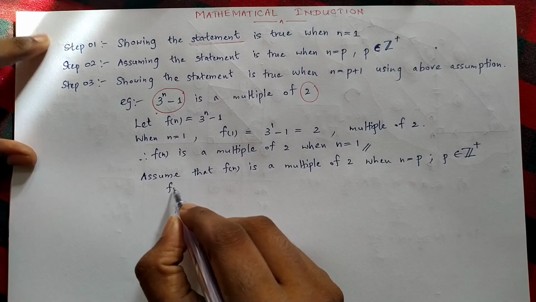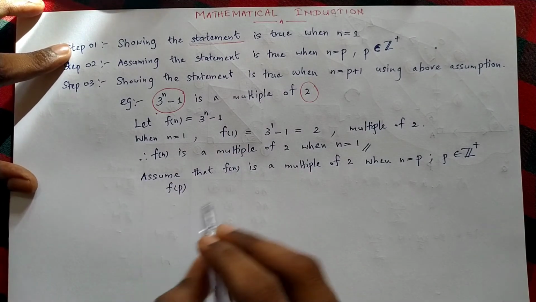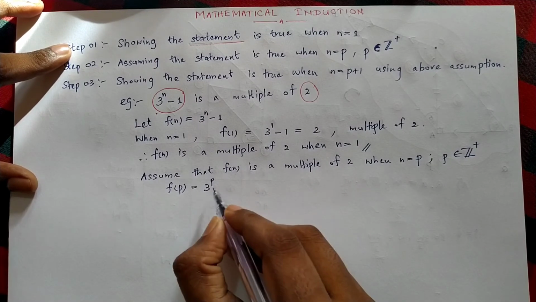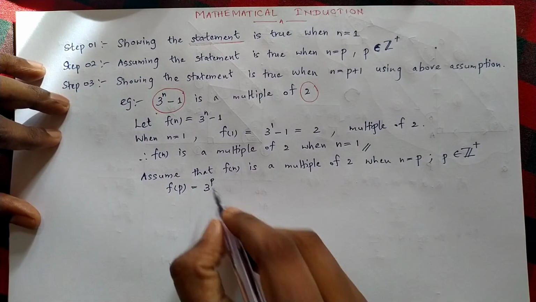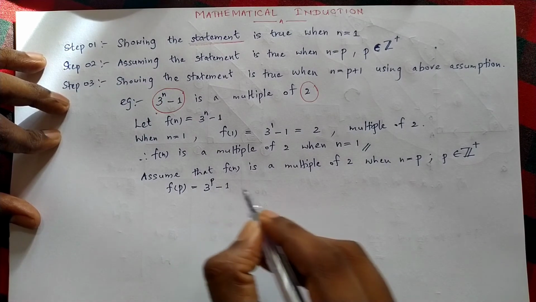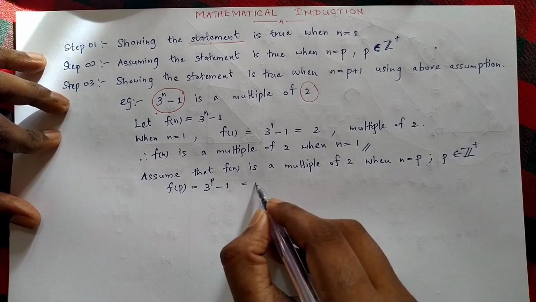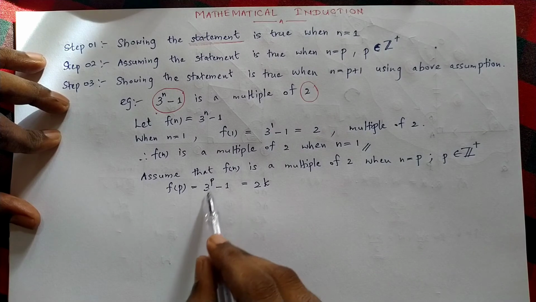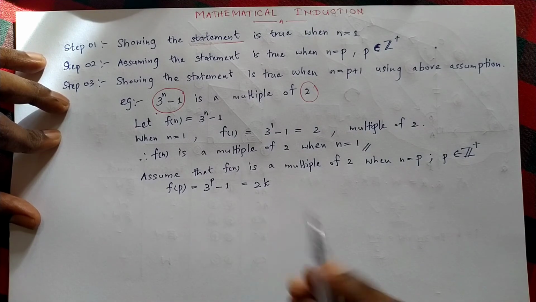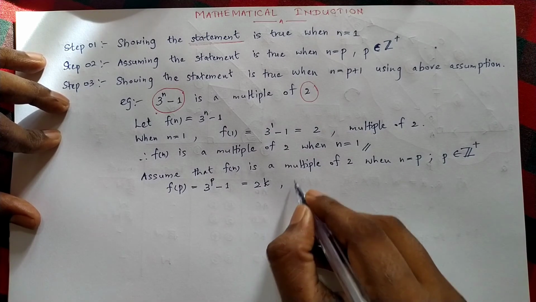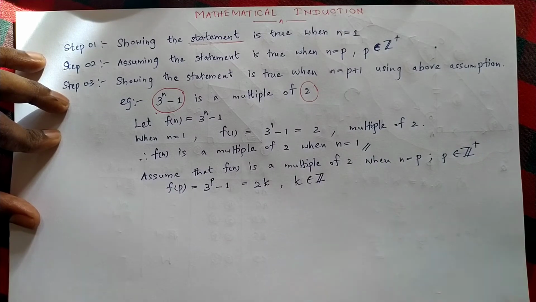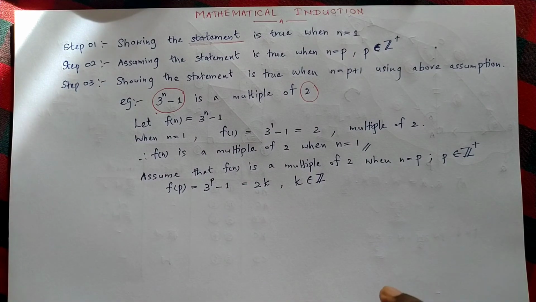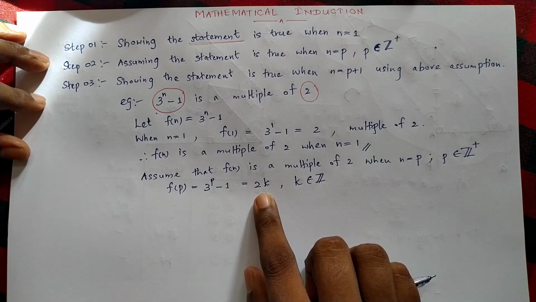Then my statement becomes f of p, that is equivalent to 3 to the power p, because instead of n I have to substitute p, 3 to the power p minus 1. From this assumption we can state it is a multiple of 2. So I write 3 to the power p minus 1 as 2k, where k is an integer. If it is a multiple of 2, it can be 2 times any integer. That is the meaning of 2k.